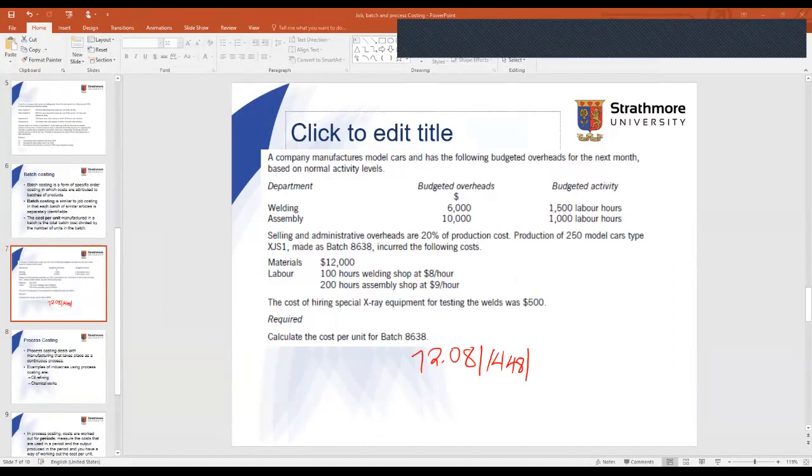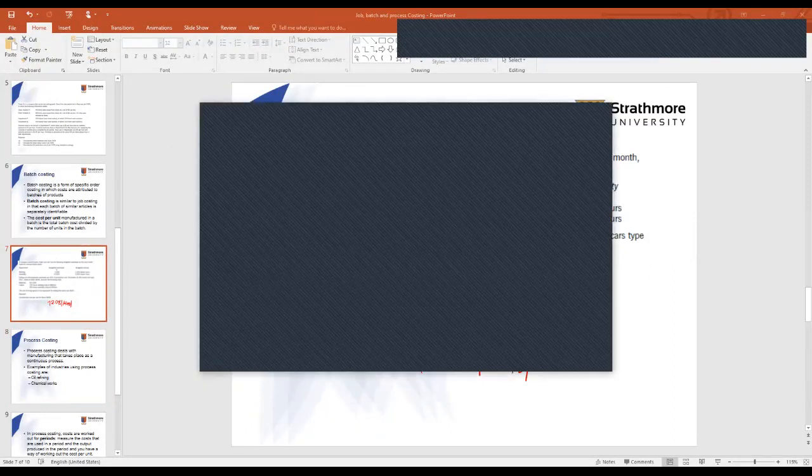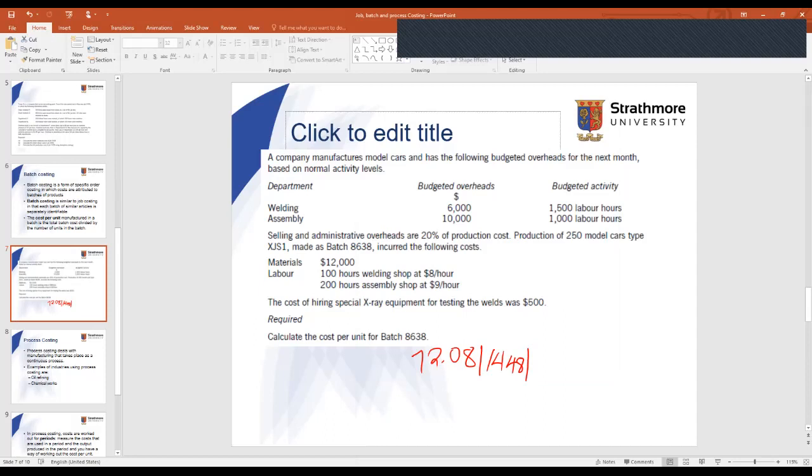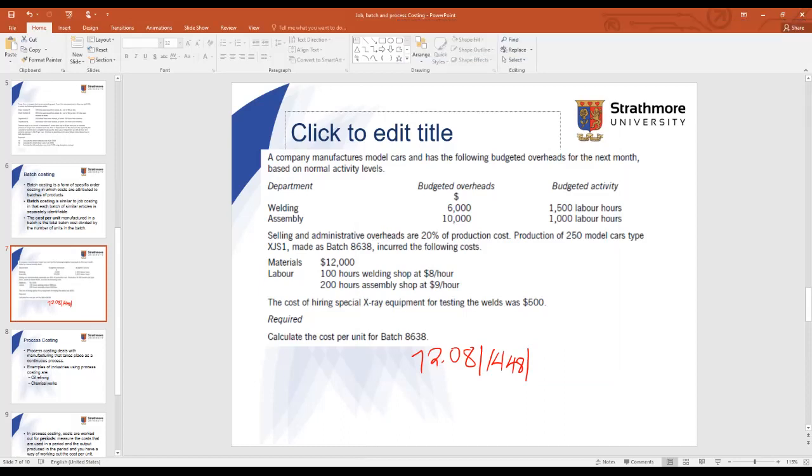Okay, let's attempt to do that question together. This question shows that the company is producing cars, and from that particular production batch, there are 250 model cars. So the question is, what's the cost per unit within that particular batch? The same way we did yesterday: get the material cost, the labor cost, the prime cost, the production overhead cost, and any non-production overhead cost, and add them all together to get the total cost of the batch. Then once you have the batch cost, you divide by the number of items to get the cost per unit.